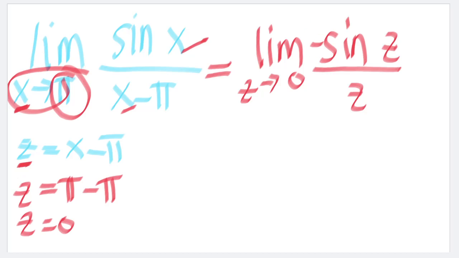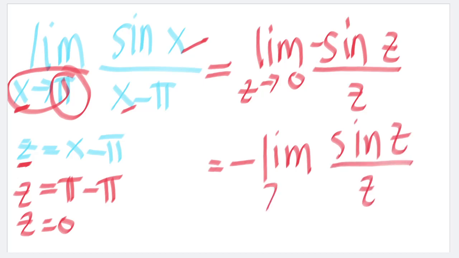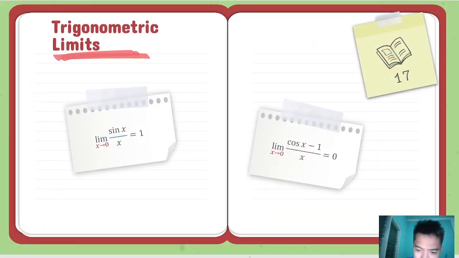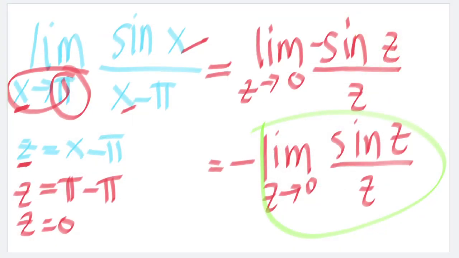So again, you have a negative here. That would be negative limit of sine z over z as z approaches 0. This one fits the technical fact here. So because it fits, this one will be equal to what? This is equal to 1 according to the technical fact.